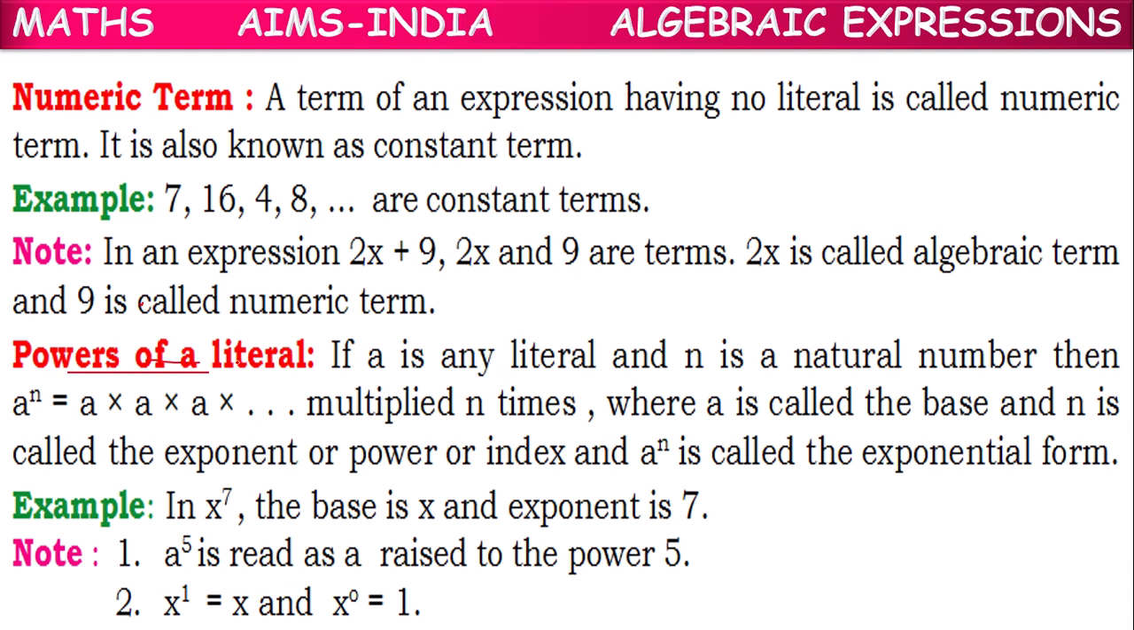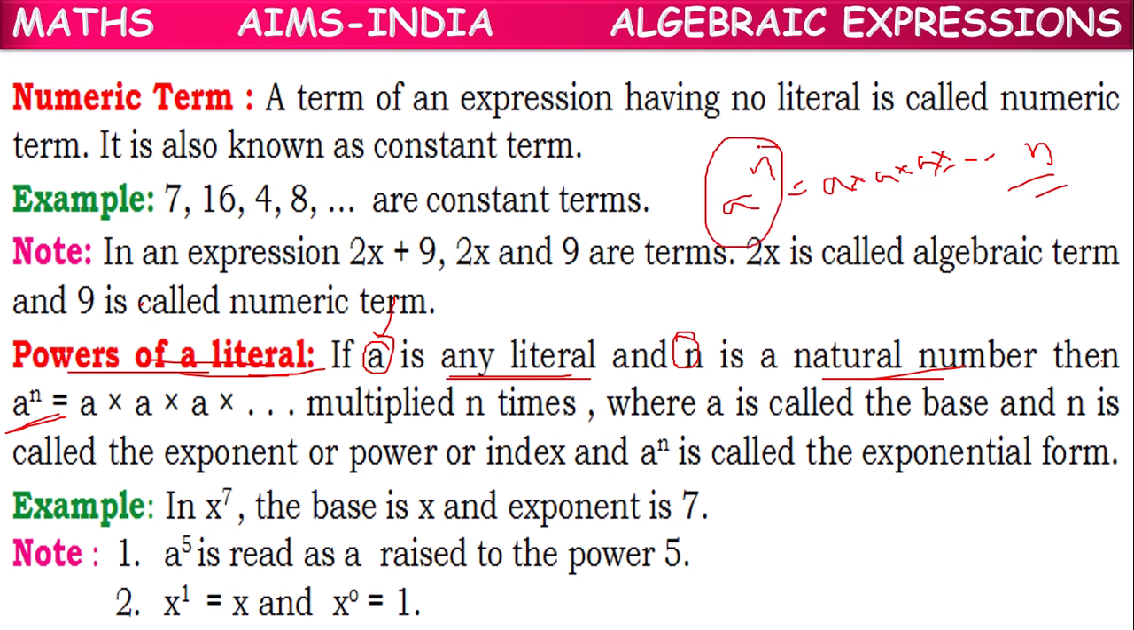Next, powers of a literal. If a is any literal and n is any natural number, then a power n means a is repeated n number of times. If a is multiplied n number of times, then it is denoted as a to the power of n. Instead of multiplying n number of times, we can denote it as an exponent and write a to the power of n.